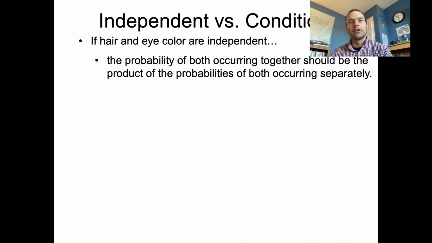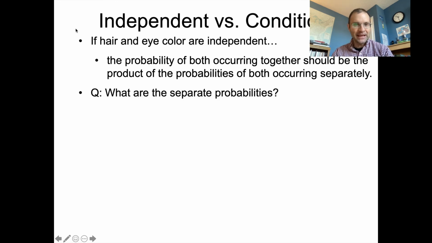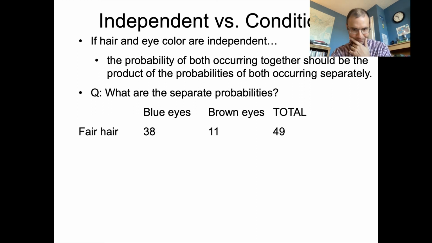So if hair and eye color are independent, then the probability of both occurring together should be the product of the probabilities of both occurring separately. So again, this is going to use the product rule for independent events' probabilities, right? Okay, maybe that's the case. So in order to find that out, we need to calculate what are the separate probabilities for people having either hair color or either eye color in this table. And so the way to figure that out is pretty straightforward.